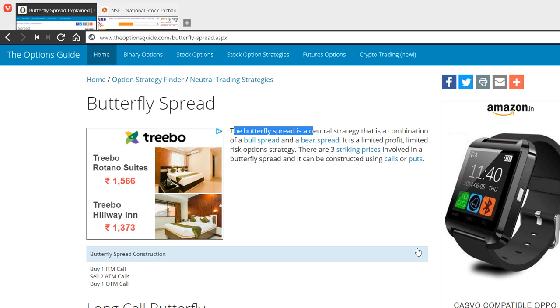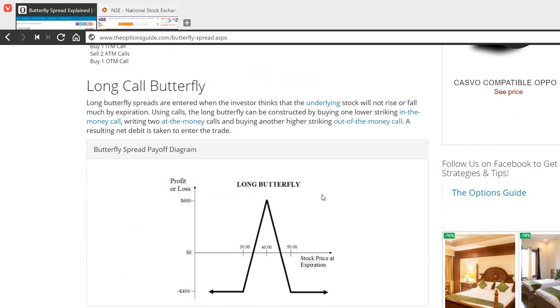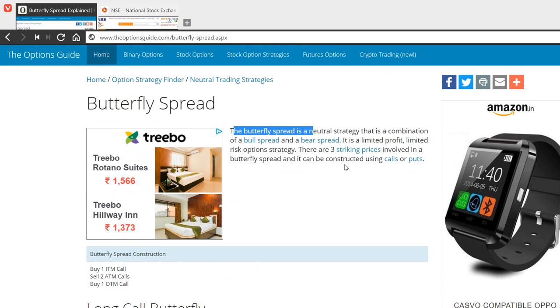Now, what is a butterfly spread? Why is it called butterfly? A butterfly spread is a limited risk strategy, one of the strategies used frequently in a range bound market. So if markets are stuck in a particular range, you can apply this strategy. Now, the construction is very simple. Buy one in the money call and two at the money calls, and one out of the money call for protection.